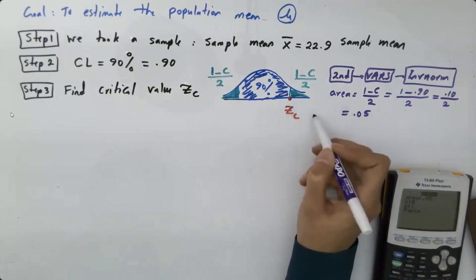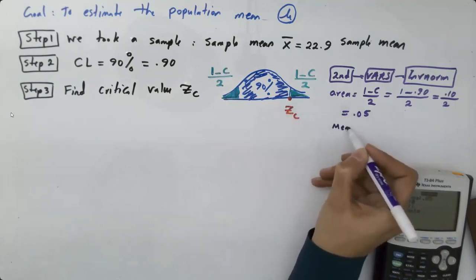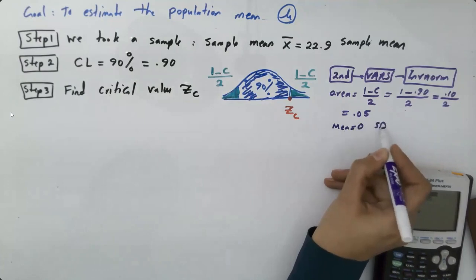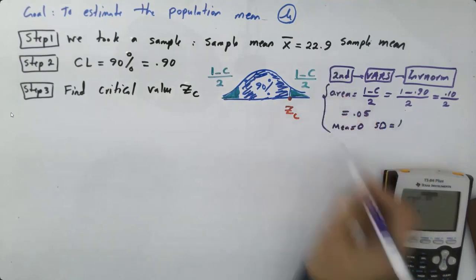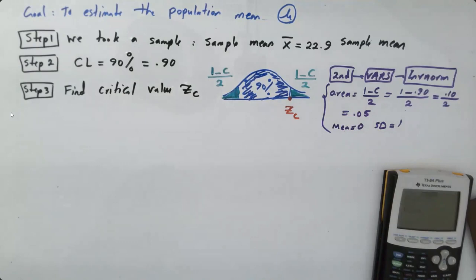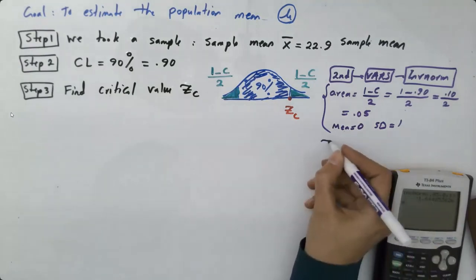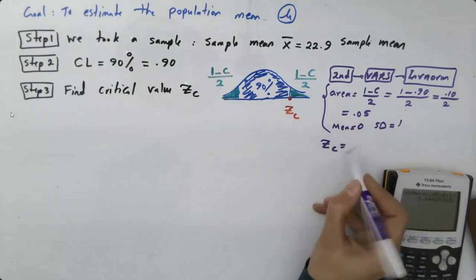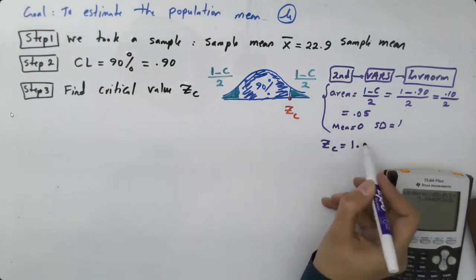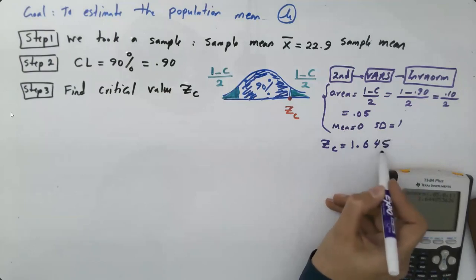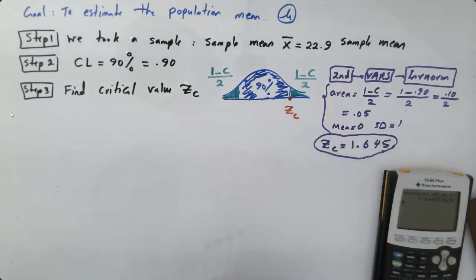What is the mean? Since you are dealing with Z, mean is 0, and the standard deviation is 1. So what is my ZC? Remember that calculator gives you a negative number, negative 1.645. So ZC is a positive number, 1.645. This is your ZC, the critical value. Okay, so far so good.